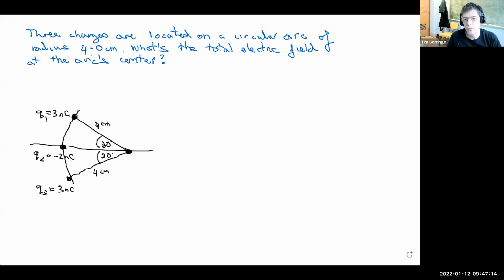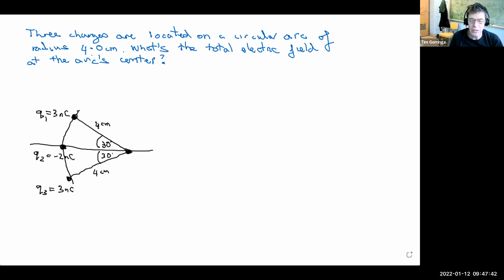I wanted to work through a problem that involves electric fields and the superposition, the summing of electric fields due to several different charges. So in this problem, we have 3 point charges. I labeled them Q1, Q2, and Q3.